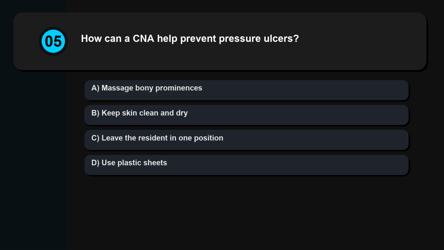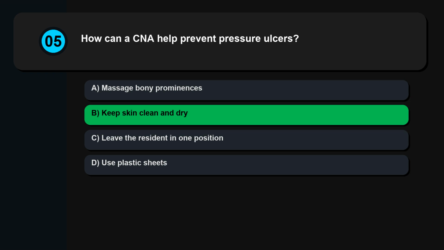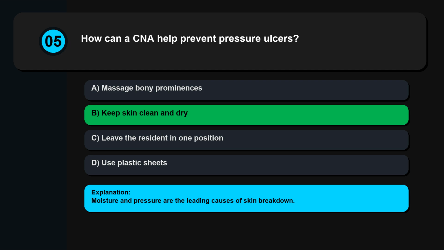Question 5. How can a CNA help prevent pressure ulcers? Massage bony prominences. Keep skin clean and dry. Leave the resident in one position. Use plastic sheets. Moisture and pressure are the leading causes of skin breakdown.